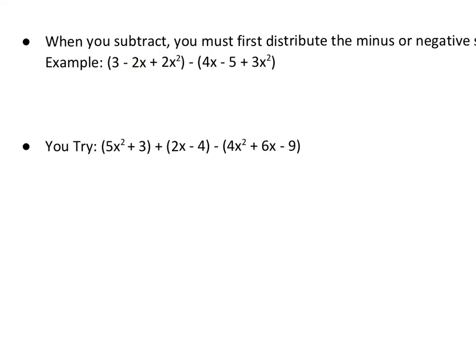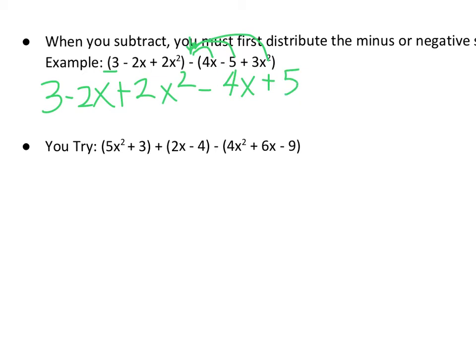All right, so looking at this one, notice this one's a little different because there's a subtraction sign here. So what that means is we're going to distribute negative 1 onto all three terms, or change the sign of everything. So I'm just going to rewrite this term here. And then negative times 4x is going to give us a negative 4x. And negative times negative 5 is going to give us a positive 5. And that turns into negative 3x squared.